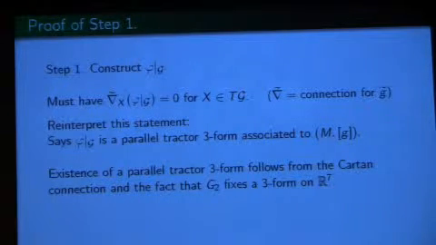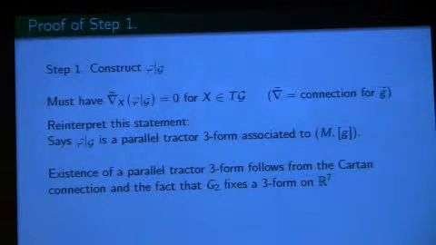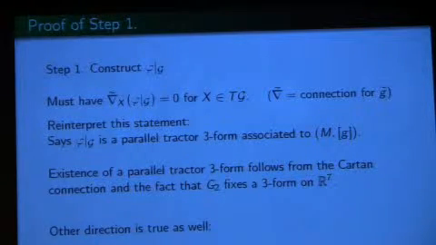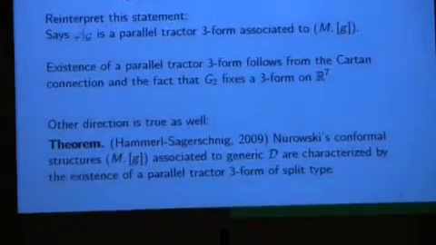The fact that G2 preserves it means that object is parallel, because the G2 action is what gives you the differentiations in the horizontal lifted directions. So the Cartan connection just gives you this parallel tractor 3-form. It turns out, just for your information, this isn't part of the talk, the other direction is true as well.